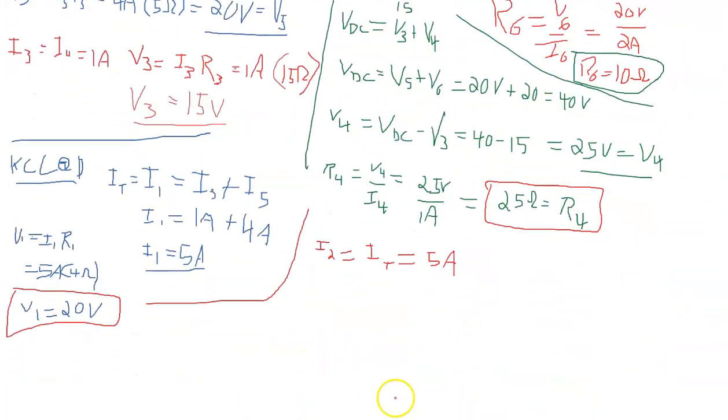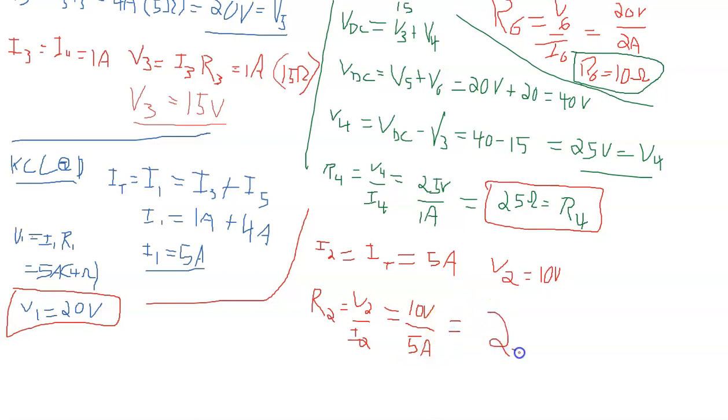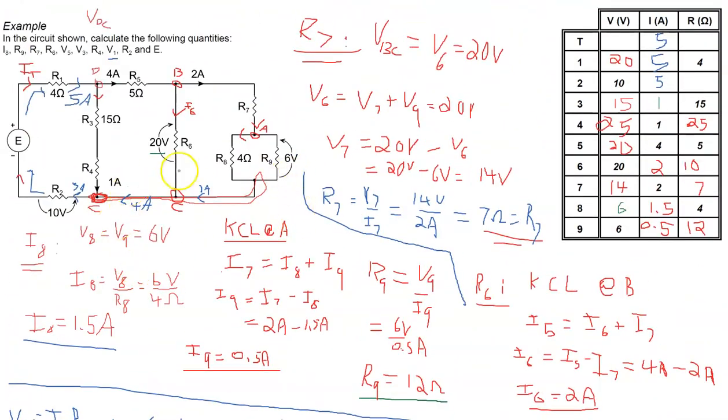Okay, so now if the voltage drop across R2 is given as 10 volts, then we have, by Ohm's law, R2 is equal to V2 divided by I2, and that gives us 10 volts over 5 amps equals 2 ohms for R2. Okay, back to our table. We'll soon have it done now.